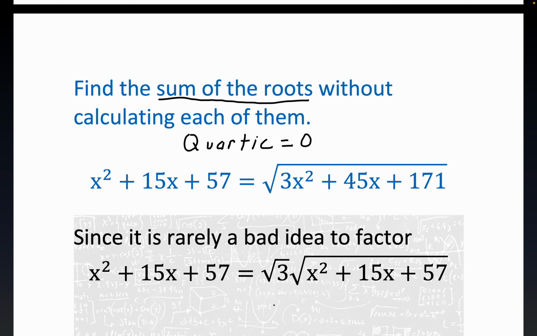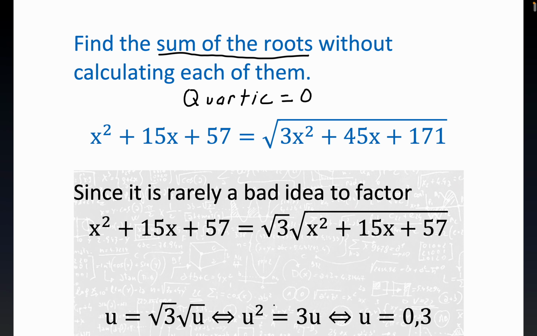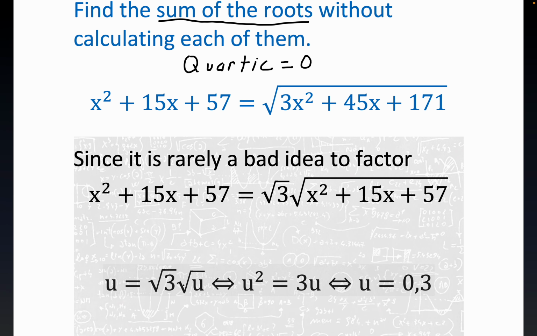Now, squaring is not a bad idea, but it turns out there's a nice way to do it that makes life very easy. If we just allow for this dead-on obvious substitution of u equals x squared plus 15x plus 57, see how it works out very nicely. And of course, the problem was designed to work out nicely. All right, so u is equal to x squared plus 15x plus 57, and of course that becomes this object right down here.